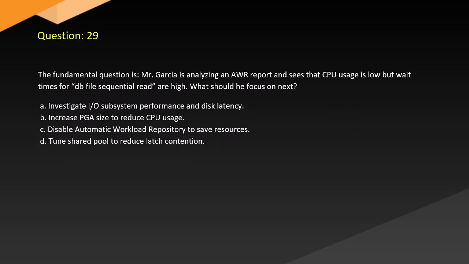Question 29. Mr. Garcia is analyzing an AWR report and sees the CPU usage is low but wait times for DB file sequential read are high. What should he focus on next? A. Investigate I/O subsystem performance and disk latency. B. Increase PGA size to reduce CPU usage. C. Disable Automatic Workload Repository to save resources. D. Tune shared pool to reduce latch contention.